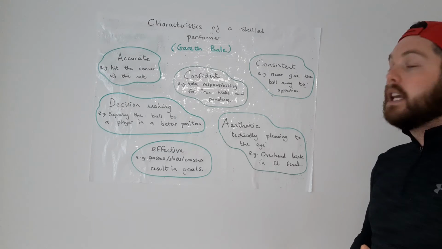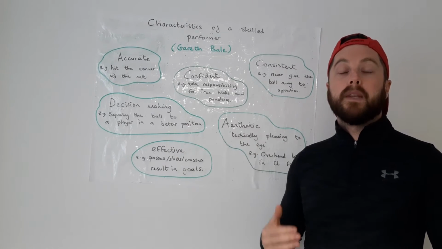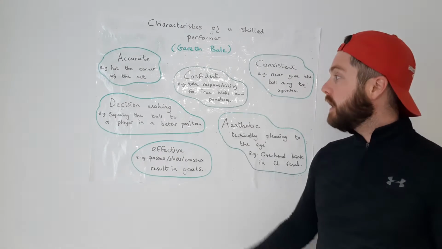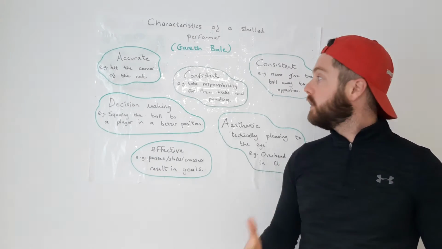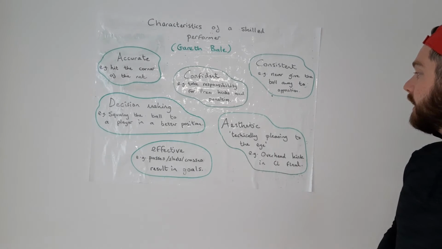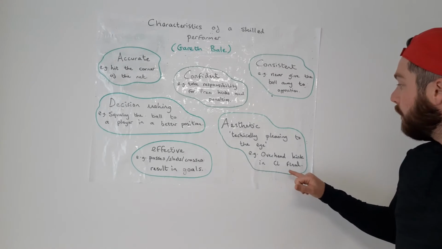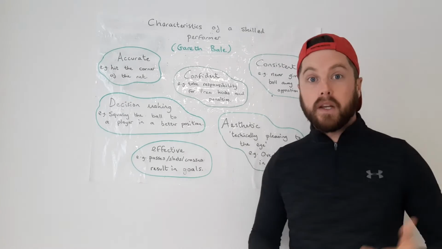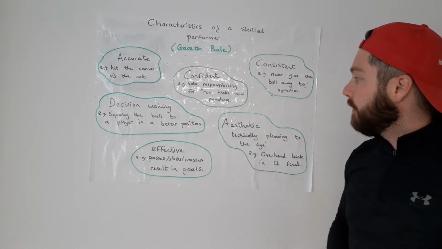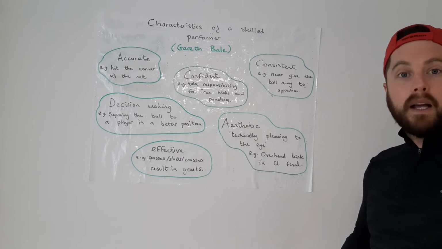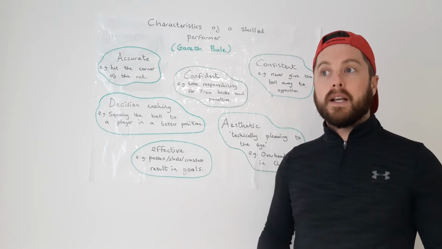Decision making, he makes the best decisions. So, for example, he's through on goal, the angle might be tight, so he squares the ball to a player in a better position who's more likely to score, so he makes good decisions. Aesthetic, so he's technically pleasing to the eye. For example, the textbook overhead kick he performed under pressure in the Champions League final, that was aesthetic, pleasing to the eye. And effective, so his passes, his shots, his crosses, they result in chances, they result in goals.